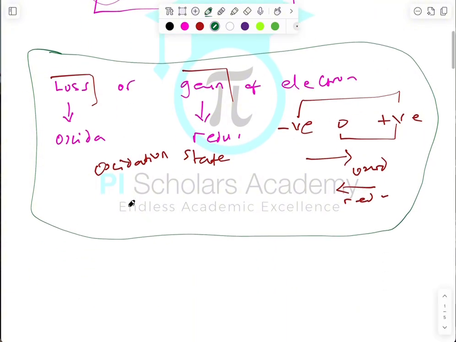So what is oxidation state? Oxidation state is like the apparent charge of an atom in a compound. Now, the first rule that you must know is that for neutral elements, their oxidation state is always going to be zero.